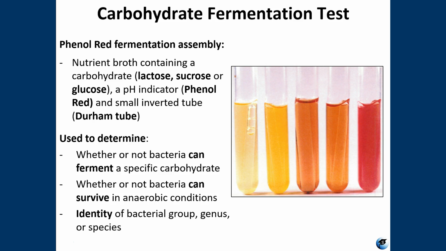You have a nutrient broth containing a carbohydrate and a pH indicator. The pH indicator is phenol red. And then you have a small inverted test tube in the broth. This is called a Durham tube, and that is used to capture any gas formation, so your hydrogen or CO2 gas. We're going to determine whether or not bacteria can ferment the lactose, sucrose, or glucose, whether or not the bacteria can actually survive in anaerobic conditions, right? So anaerobic respiration and fermentation, these things are hand in hand. And you may end up utilizing this test to help identify your unknown specimen as well.